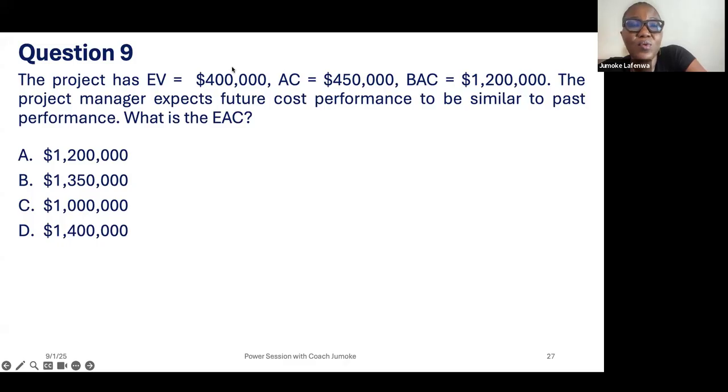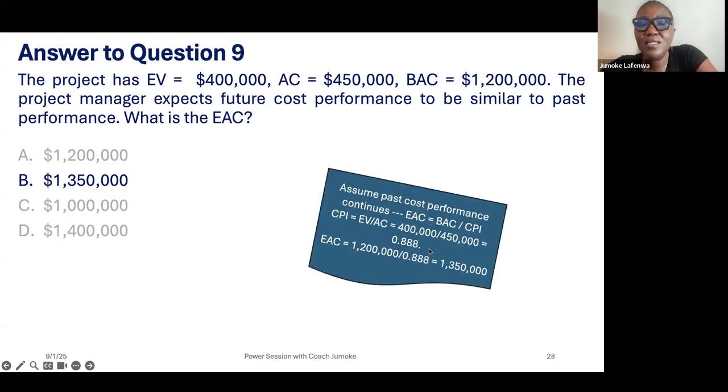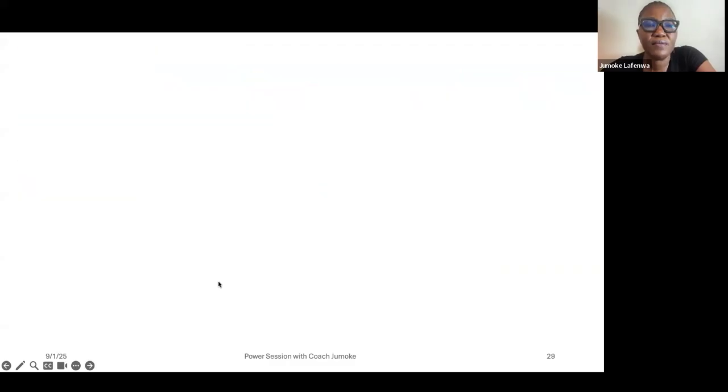Okay, no answer yet for D. Because of time, it's 1,350. And this is the formula that you will use. You first need to determine what the CPI is, and then you use this particular formula where you have the budget at completion divided by the CPI, cost performance index, and it will give you approximately 1.35 million.